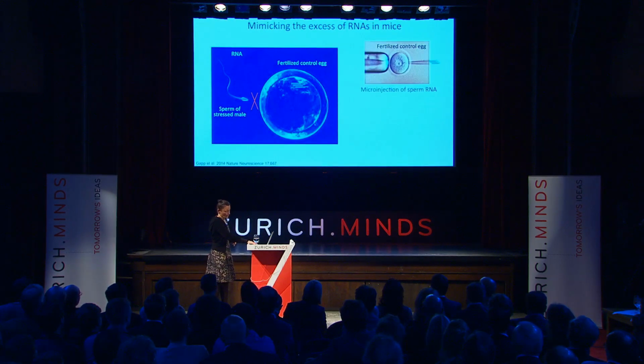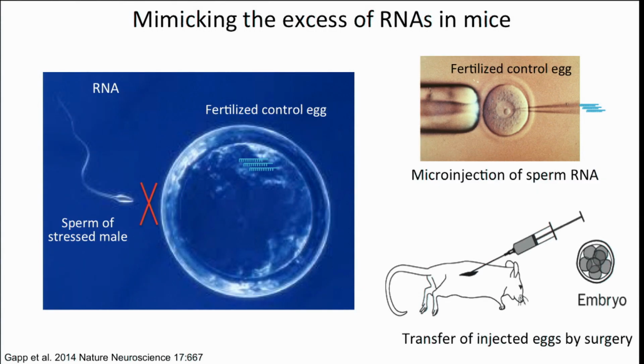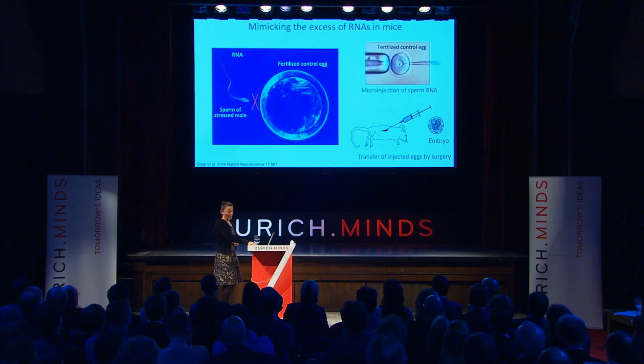So we take the egg that you see here, the fertilized egg, and we have an injection needle with the RNA. And then once the eggs are injected, we do this by surgery, we re-implant them into pseudo-pregnant females. We wait 3 weeks until the animals are born, and then when they are born, we wait until they are adults, and we test the behavior.